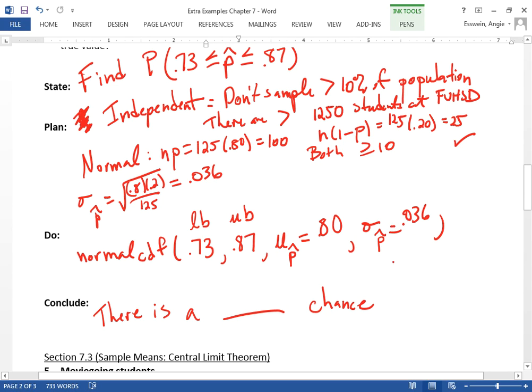The normal CDF button is above distribution. You should get 0.9481, so there's about a 95% chance that would happen. If we don't, there's something a little bizarre. It's possible, since we have a 5% chance that it's not within that range, but it's very unlikely.